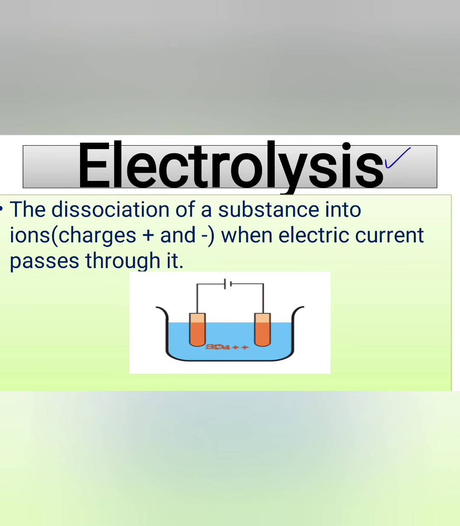Electrolysis is made of two terms. One is electro, related to electricity, and the second is lysis, related to breakdown. So in this process, a substance breaks into ions when electric current passes through it.